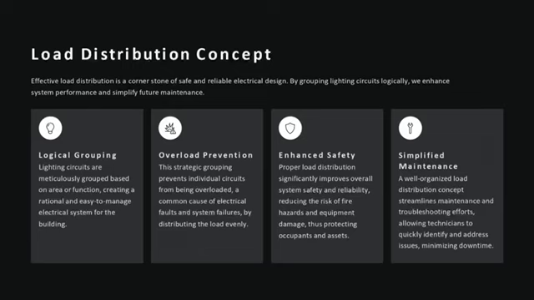Logical grouping: lighting circuits are meticulously grouped based on area or function, creating a rational and easy-to-manage electrical system for the building. Overload prevention: this strategic grouping prevents individual circuits from being overloaded, a common cause of electrical faults and system failure, by distributing the load evenly.